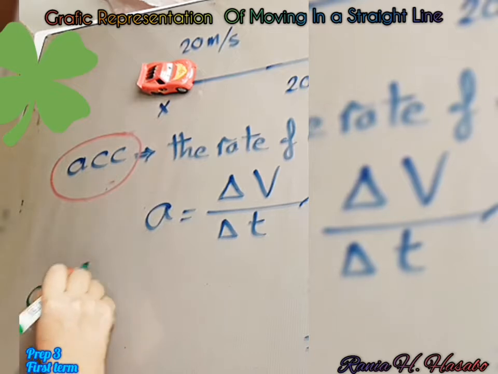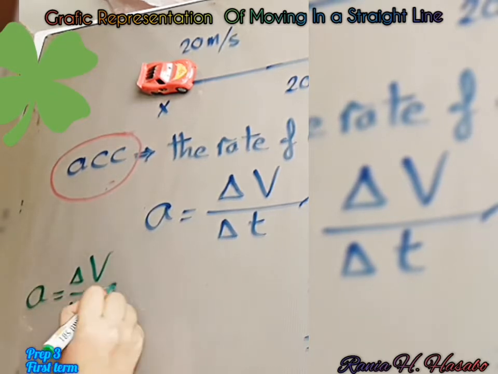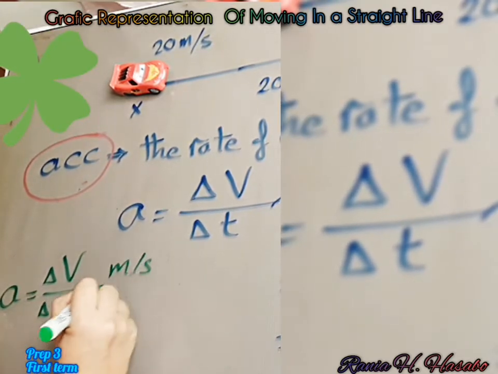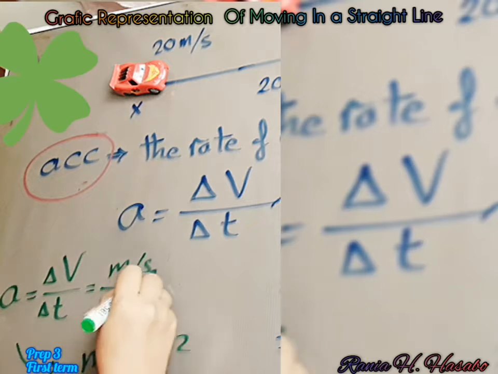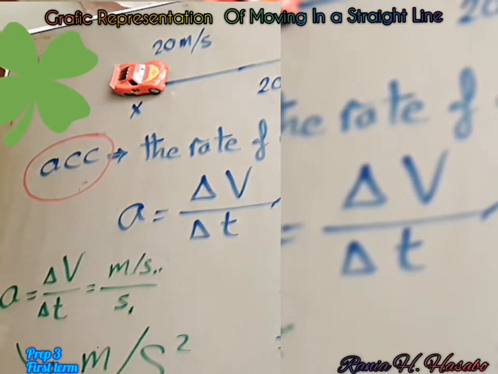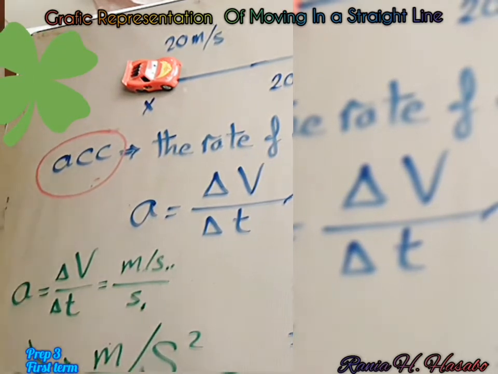Acceleration equals delta V over delta T. V is meter per second divided by second. So the unit of acceleration is meter per second square. Meter per second square. منين السكوير؟ الفيلوسيتي متر بير سكند والتايم بير سكند يبقى أنا سكند مرتين فبقت متر بير سكند سكوير.